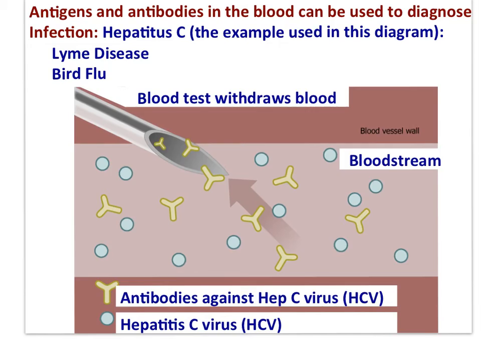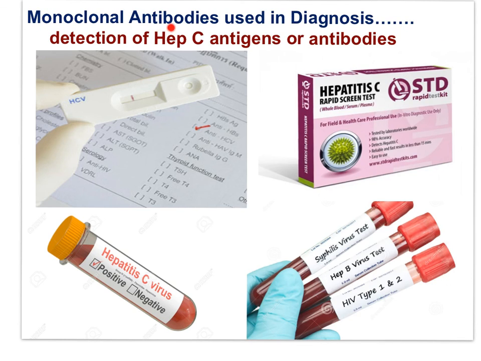Stay tuned. Monoclonal antibodies are used as a rapid method to diagnose hepatitis C infection. Monoclonal antibodies can be designed to bind either the antigen on the surface of a virus, such as Hep C, or bind to the antibodies secreted by the body against Hep C. Monoclonal antibodies can be used to detect the presence of the infection.